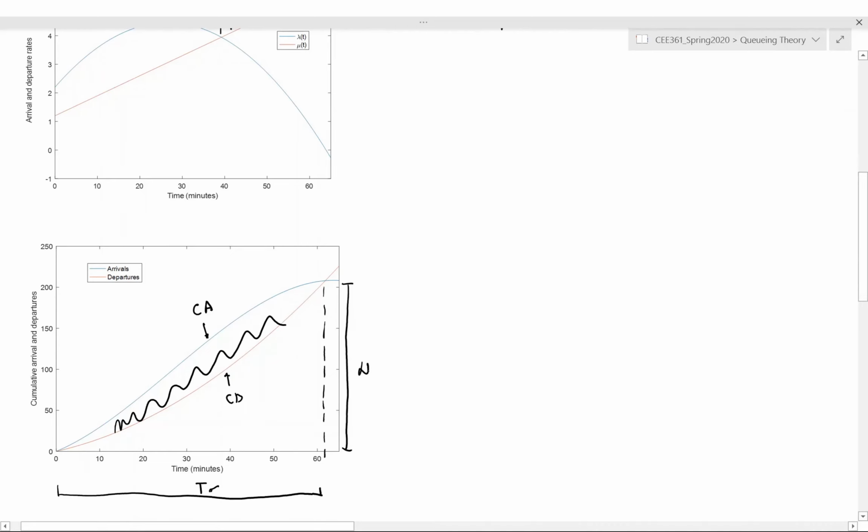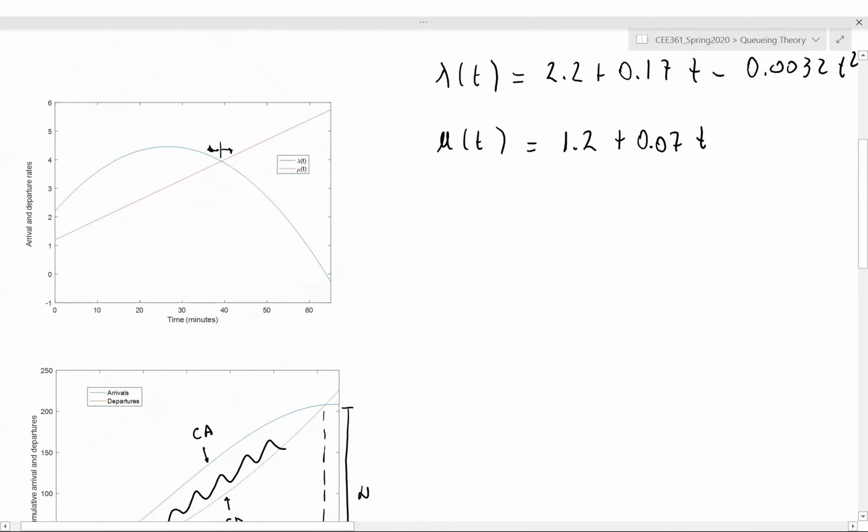And how do we solve for that? Mathematically, it's when the cumulative arrivals is equal to the cumulative departures. That's the condition to get the value of t. Okay? So let me write that down. Let me write what the cumulative variables of t are.